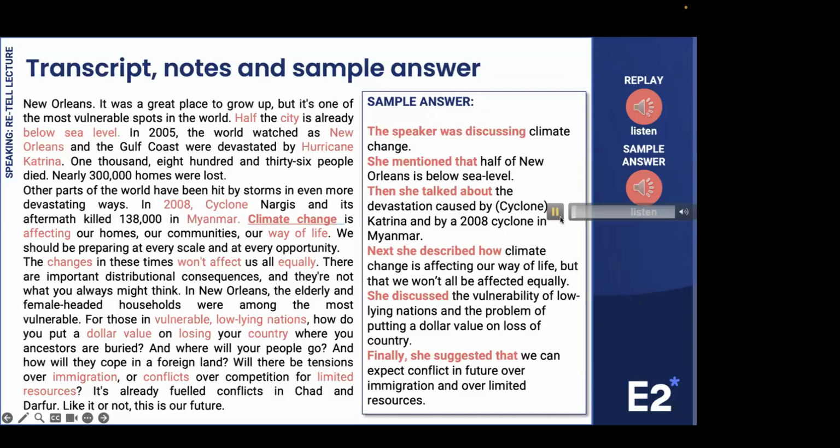The speaker was discussing climate change. She mentioned that half of New Orleans is below sea level. Then she talked about the devastation caused by Cyclone Katrina and by a 2008 cyclone in Myanmar. Next, she described how climate change is affecting our way of life, but that we won't all be affected equally. She discussed the vulnerability of low-lying nations and the problem of putting a dollar value on loss of country. Finally, she suggested that we can expect conflict in future over immigration and over limited resources.